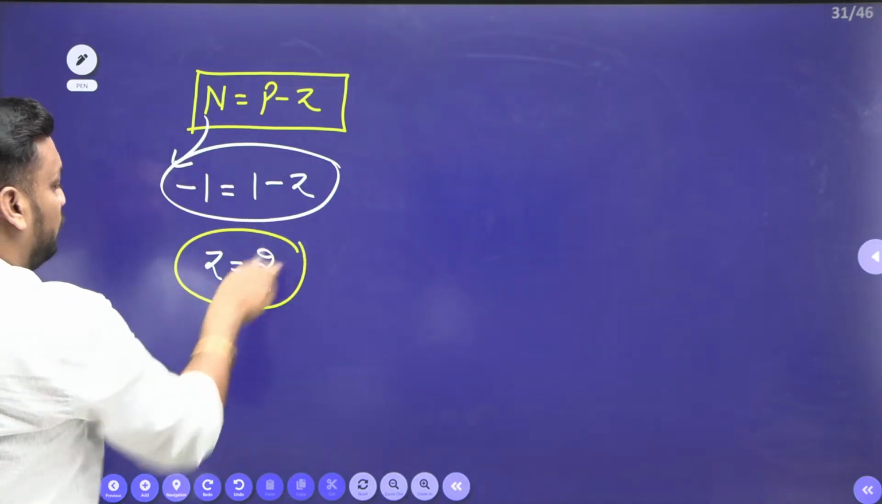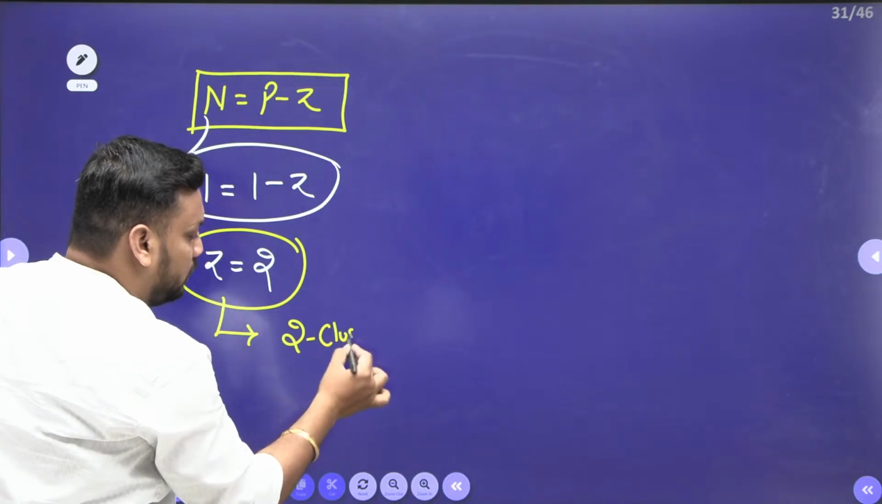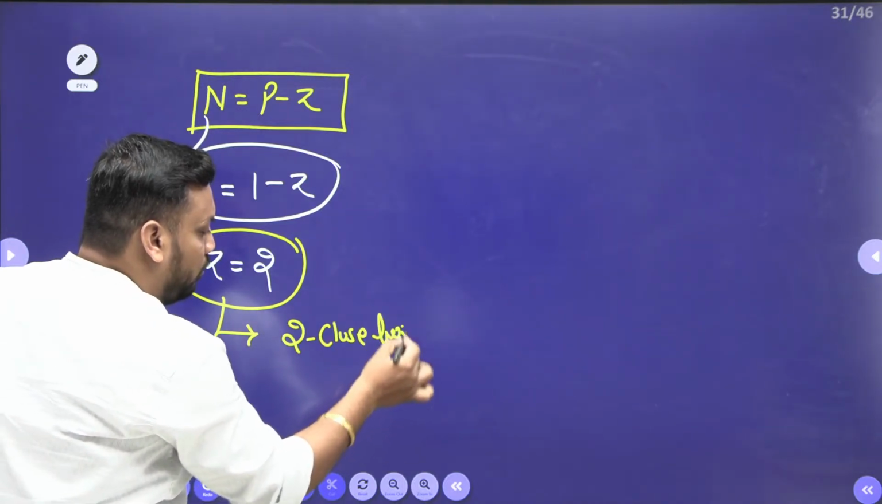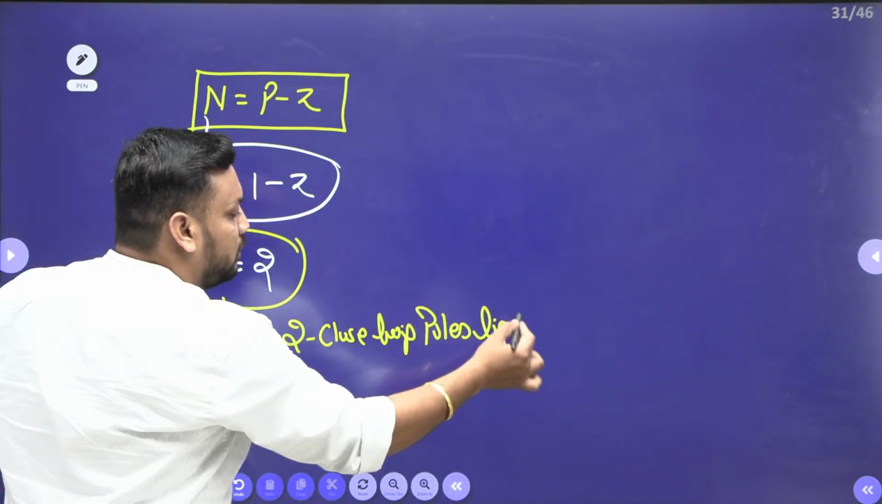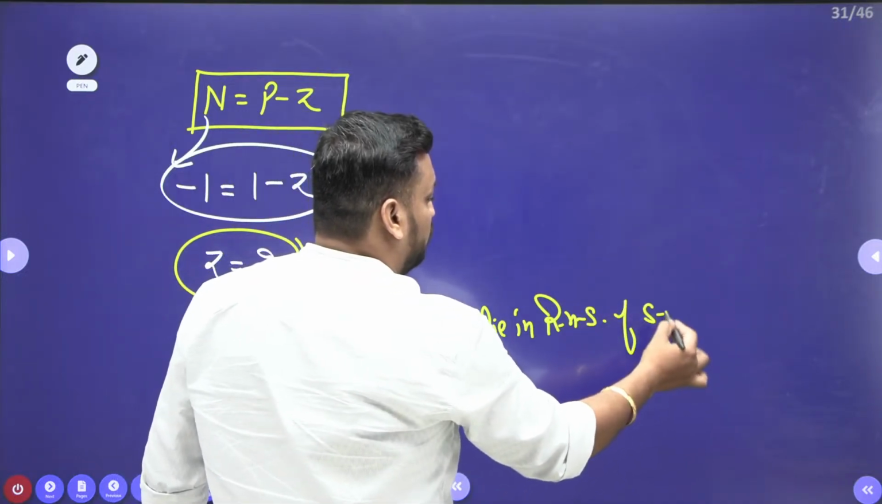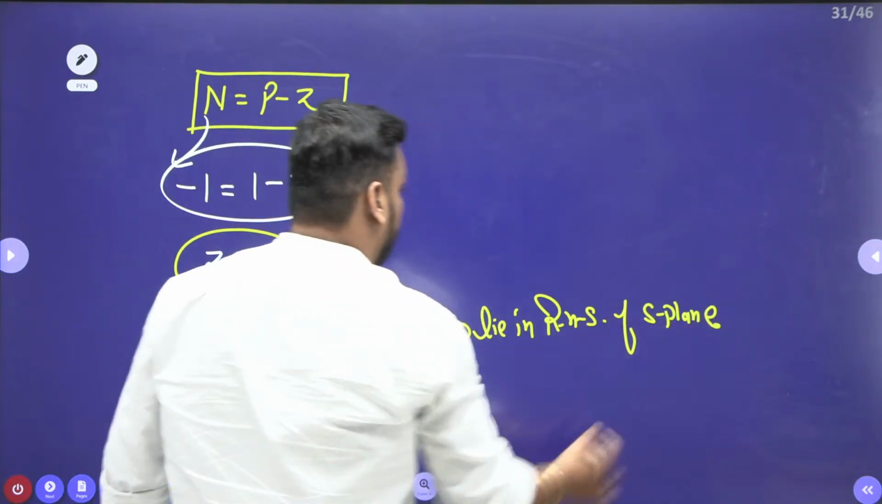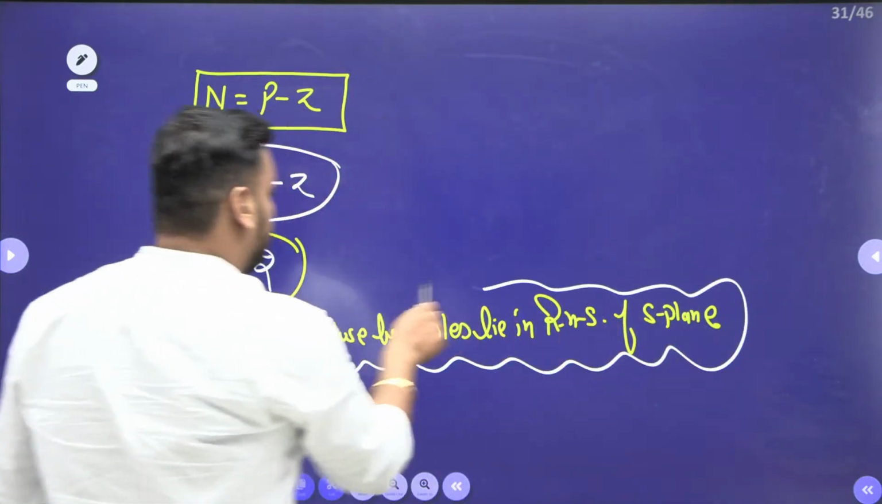So the Z value 2 represents what, guys? It represents two closed loop poles. Two closed loop poles lie in the RHS of the S plane.